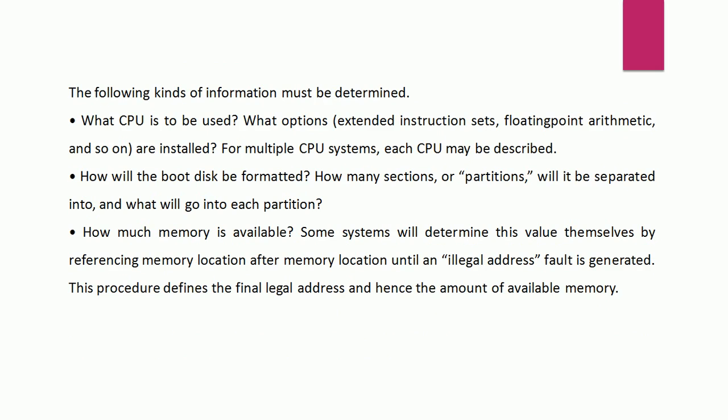The following kinds of information must be determined. Number one, what CPU is to be used, and what options, such as extended instruction sets and floating point arithmetic, are installed. For multiple CPU systems, each CPU may be described. Number two, how will the boot disk be formatted? How many sections or partitions will it be separated into, and what will go into each partition?